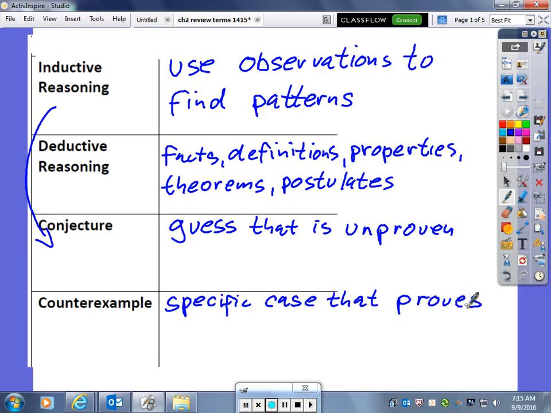See, that's the thing about conjectures. We can find many examples for which the conjecture is true, but if we found just one example, one counterexample for which the conjecture is false, then we can just do away with our conjecture.